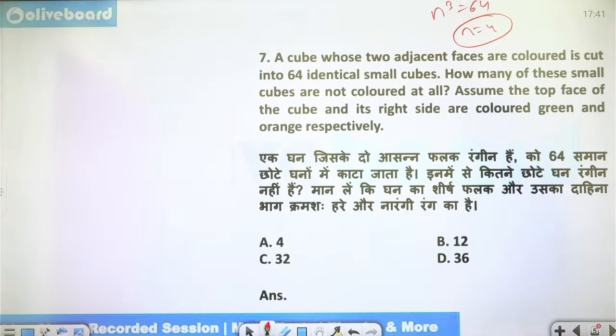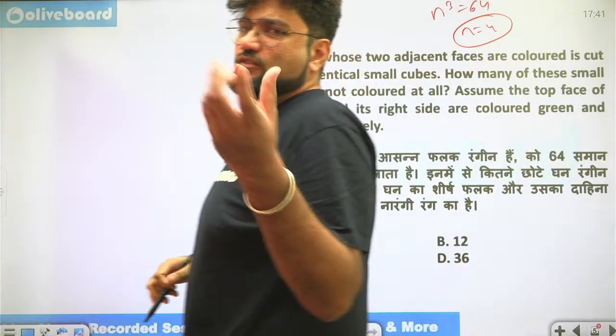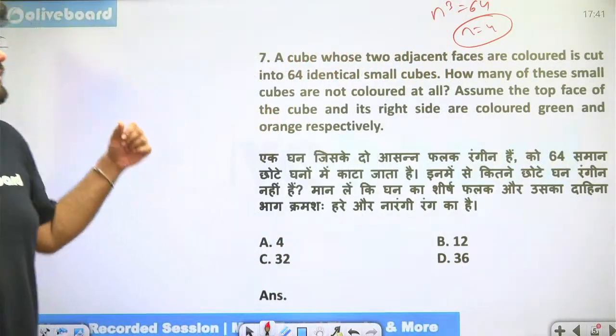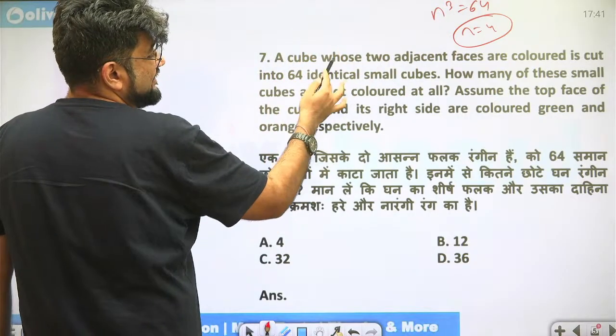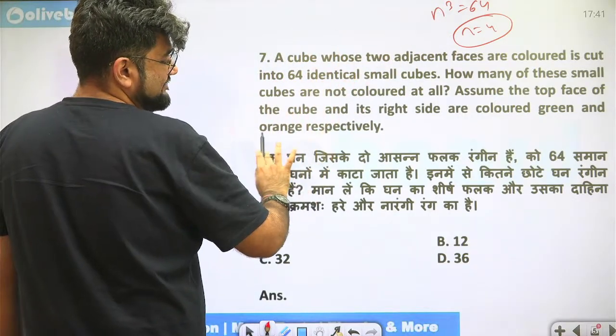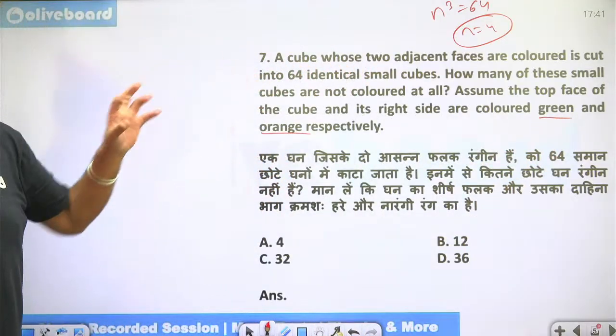Assume that the top face of the cube and its right side are colored green and orange respectively. See, the question is trying to tell you, generally if you were only looking for 0 faces painted, your answer would have been n minus 2 whole cube. But this is not that. This is saying only 2 faces are colored. Okay, one is orange, one is green. Apart from that, everything is uncolored. Now you have to find out how many are not colored.